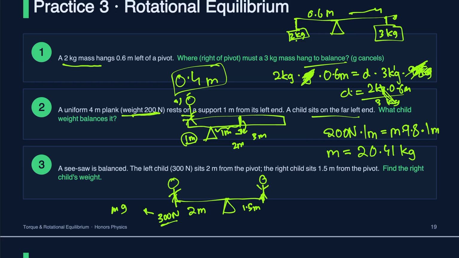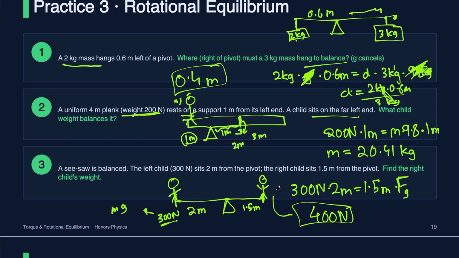Okay, so weight is, not mass, right? Weight is mg. So over here, 300 newtons times 2 meters has to be equal to 1.5 meters times the force, which is going to be just the weight, right? The force of gravity, just the weight. So that means 600 divided by 1.5, or 400 newtons is the weight of this child. So that's how you solve problems regarding rotational equilibrium.